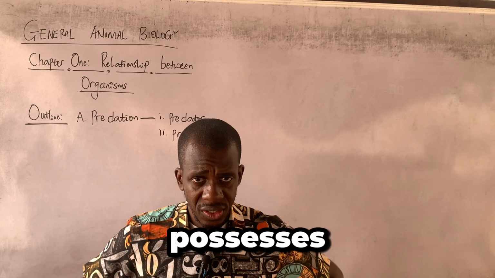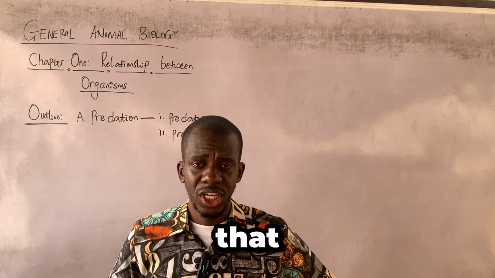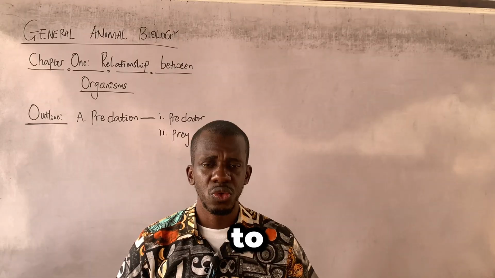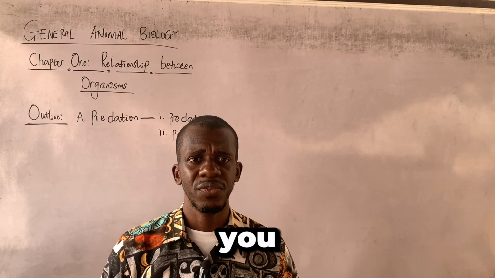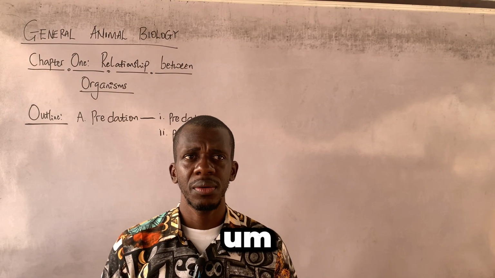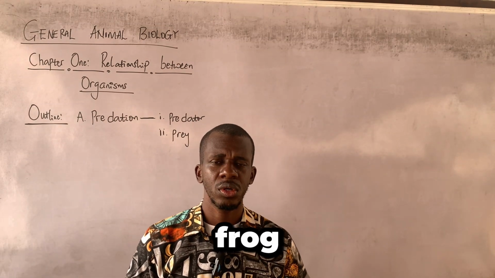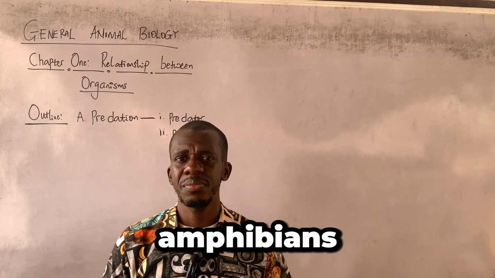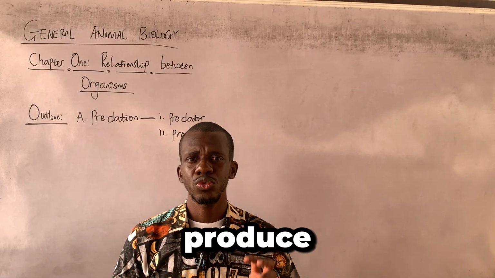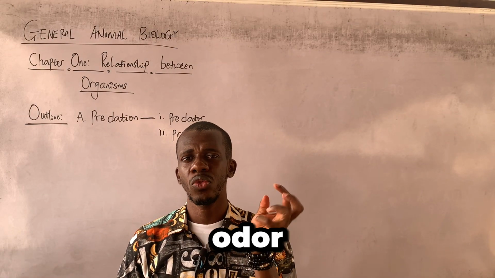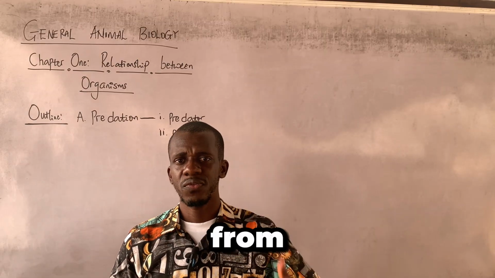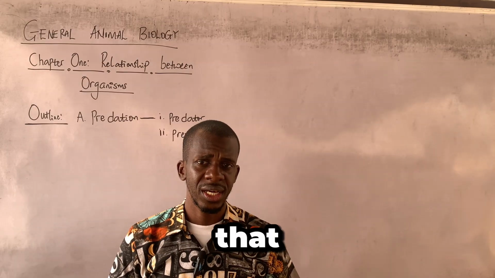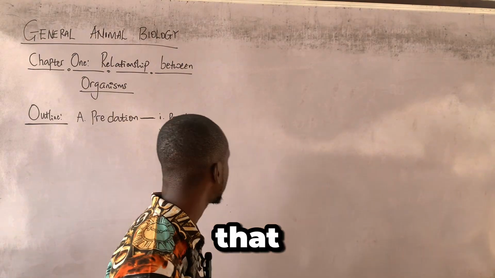All right, it possesses spikes, yes, such that when it is cornered, when it is endangered, it releases those spikes to protect itself. You find this manifestation too in the poison dart frog. Certain amphibians too, when being hunted, produce what we call an offensive odor, an offensive smell from their body which repels predators. You see that now? Excellent.